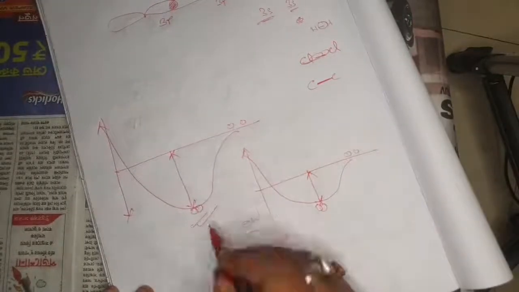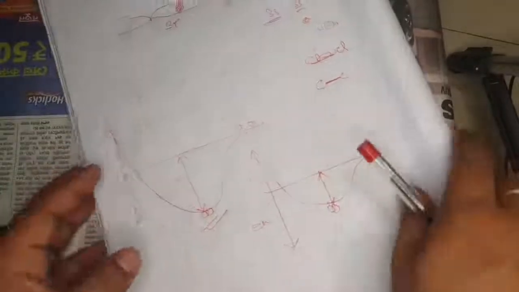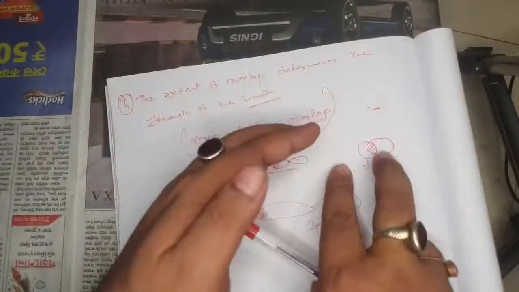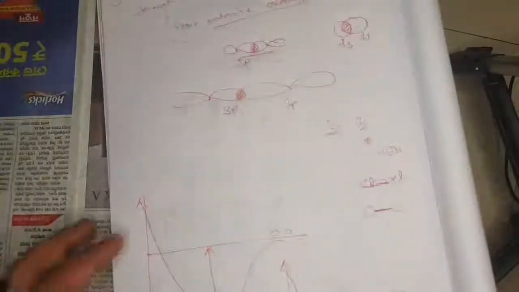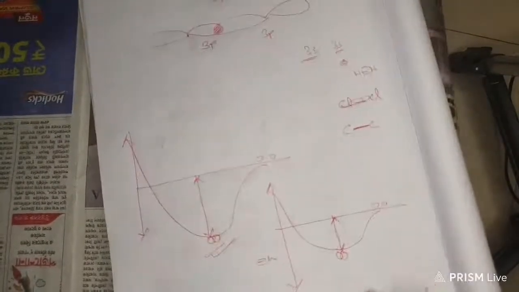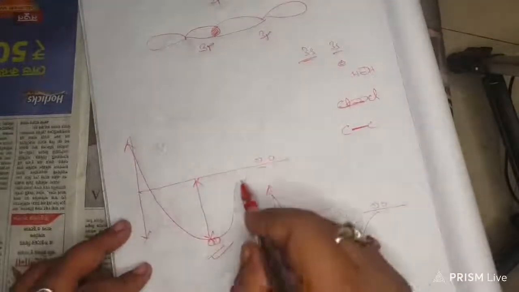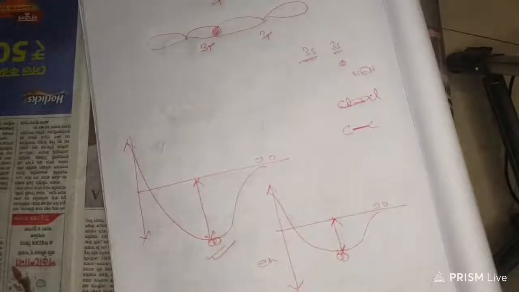The bond energy is less here. So the stronger the bond will be, or the less strong the bond will be, depends on the size: the smaller it is, the extent of overlap is more, and the larger it is, the extent of overlap is less. So the more the extent of overlap, the more lowering of energy there will be, and hence the stronger the bond will be.